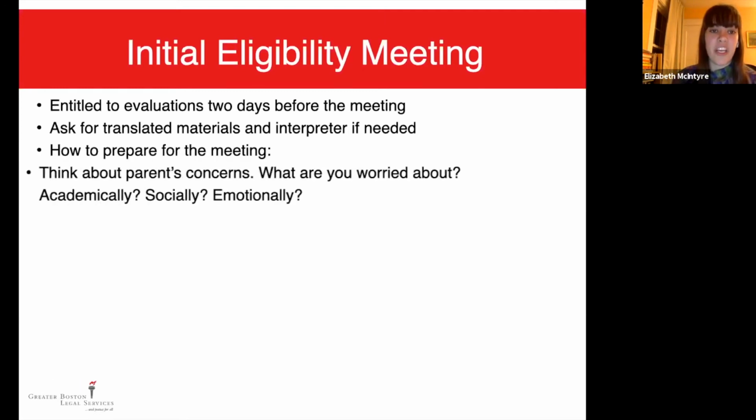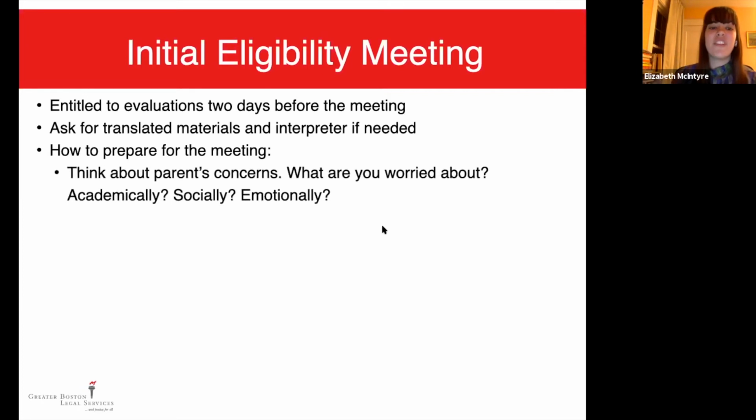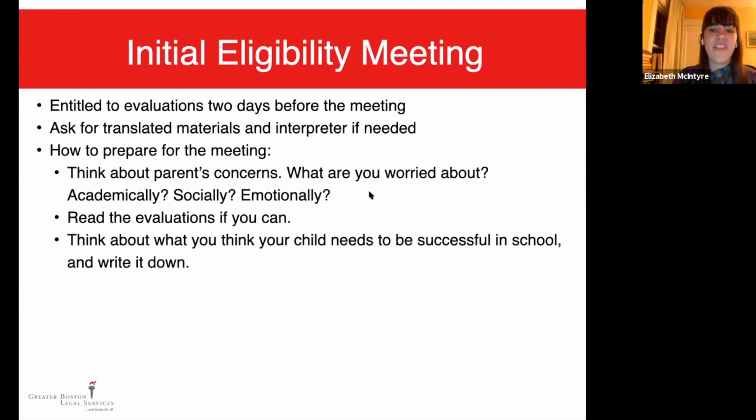Okay, how to prepare here. My first suggestion is to think about your concerns. One of the first questions that they should ask you at the meeting is, what are your concerns? So beforehand, if you want to write it down, that is helpful. Think about what you are worried about. Are you worried about your child academically, socially, emotionally? What is it that is worrying you? Read the evaluations if you're able to. Think about what you think your kid needs to be successful and write that down.